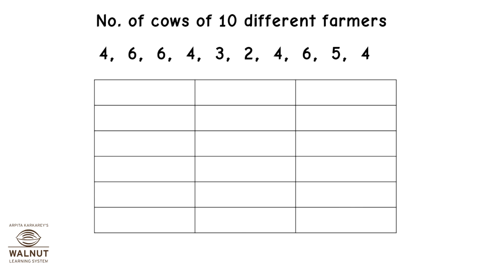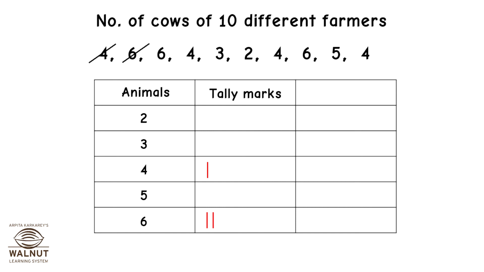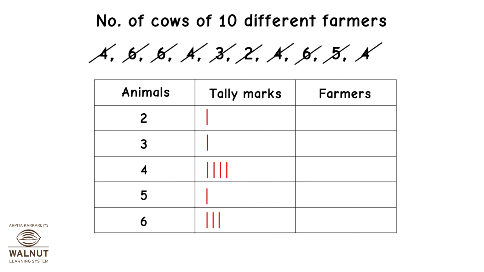In the first column we will write the number of cows. In the second column we start the counting. Look at the first number. It is 4. So we put a mark for 4 and cancel it out. Do this for all the numbers. Then count the tally marks and write them down in the last column. Add up the total number of farmers. We get 10 farmers. So our table seems to be okay.